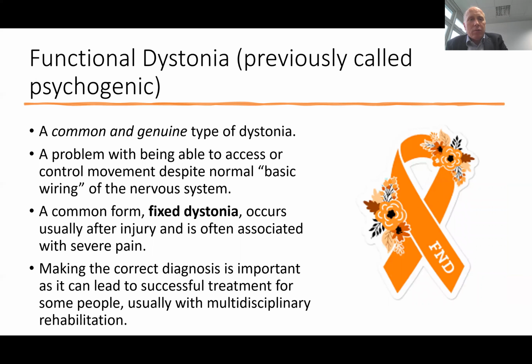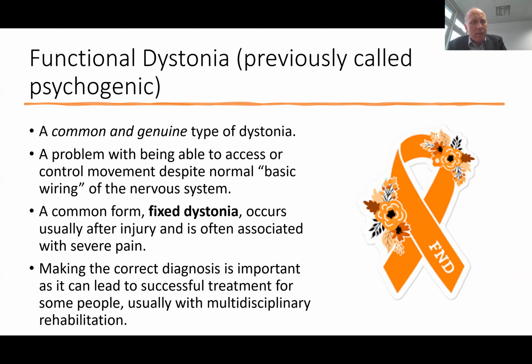And lastly, I wanted to talk about functional dystonia, which in previous years would have been called psychogenic dystonia. So functional dystonia is part of a wider condition called functional neurological disorder, or FND. It is a common and genuine type of dystonia. It's just as real, just as disabling as other forms of dystonia. The thing that's gone wrong in the brain is a bit different.